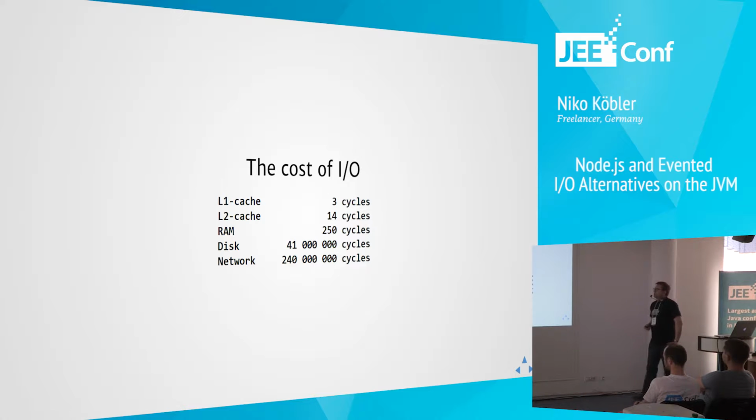Why is this important? Because network I/O or disk I/O is not as cheap as cache I/O. And if you ever have to put multiple requests to disk or network, your application becomes slow.